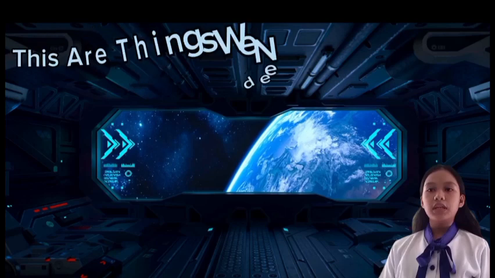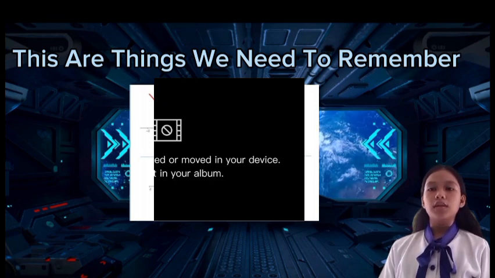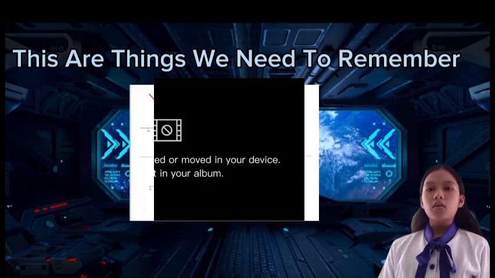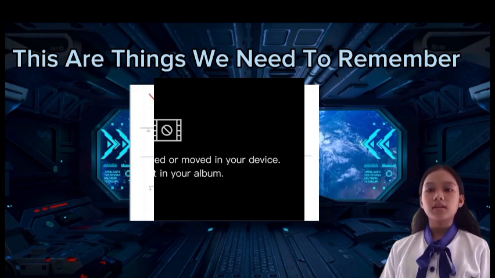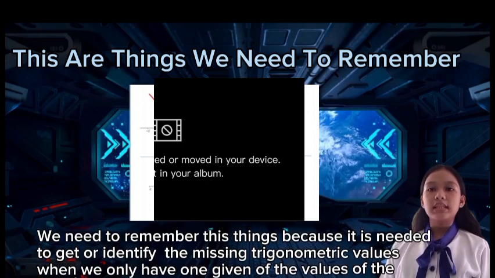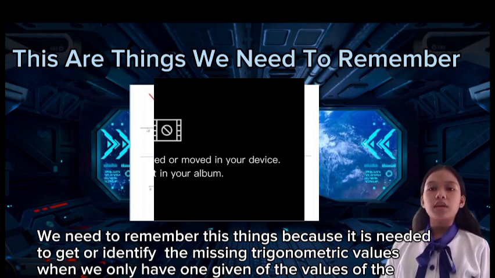These are things we need to remember. In quadrant 1, all circular functions are positive. In quadrant 2, only sine and cosecant are positive. In quadrant 3, only tangent and cotangent are positive. In quadrant 4, only cosine and secant are positive. We need to remember these things because they are needed to identify the missing trigonometric values when we only have one given value of the functions.